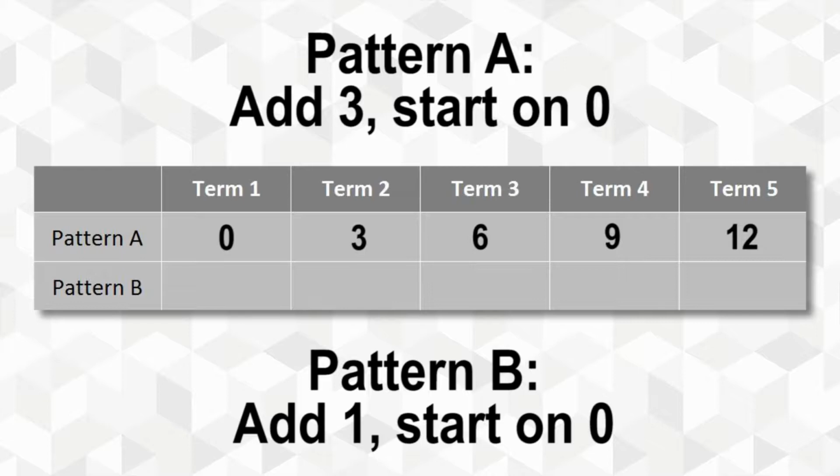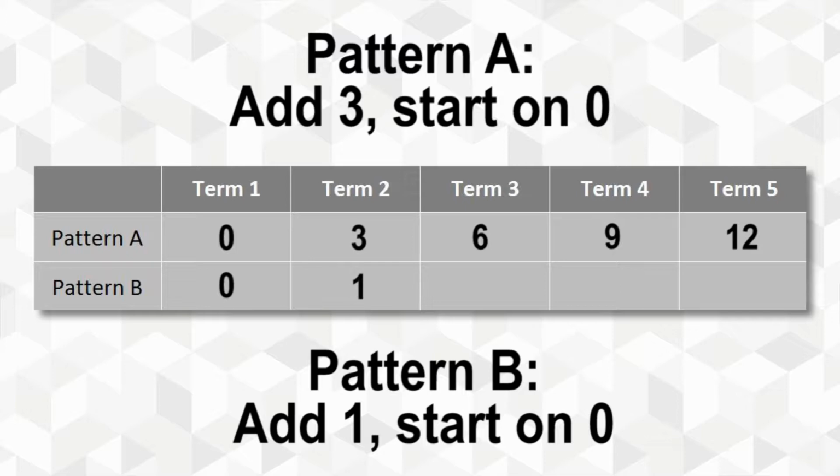Notice that the terms alternate between odd and even. Additionally, each term is 3 more than the previous term. The rule for pattern B is to add 1 and to start on 0. Again, we will begin with 0. For pattern B, we will increase the value of each term by 1.